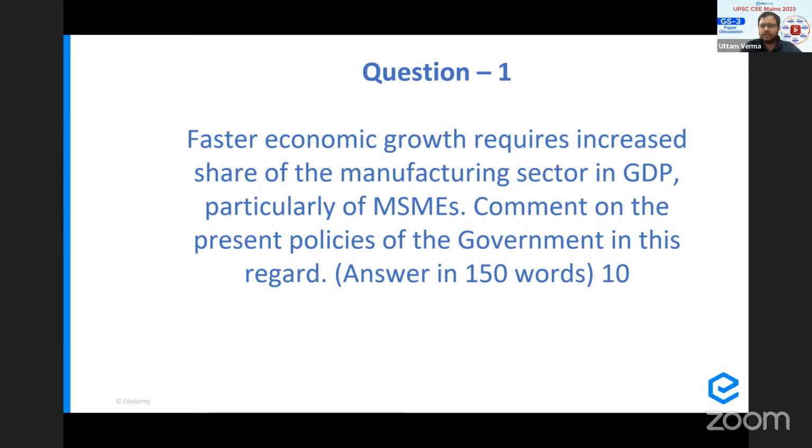MSMEs can also get defense collaborations. Even in Chandrayaan they have some. Yes, even Chandrayaan also. Yes, correct, sir. They supplied multiple components. Yes, exactly. So fine, excellent discussions.